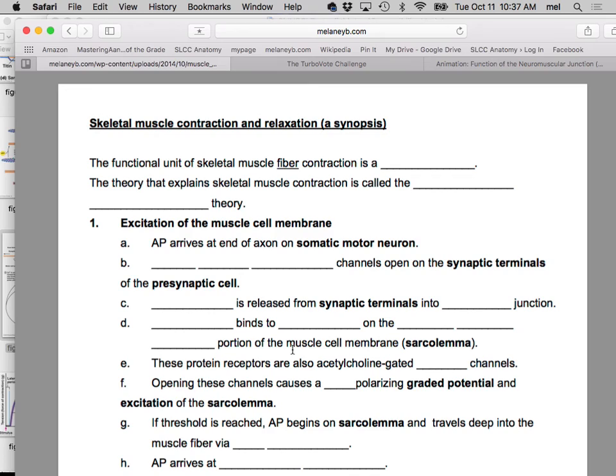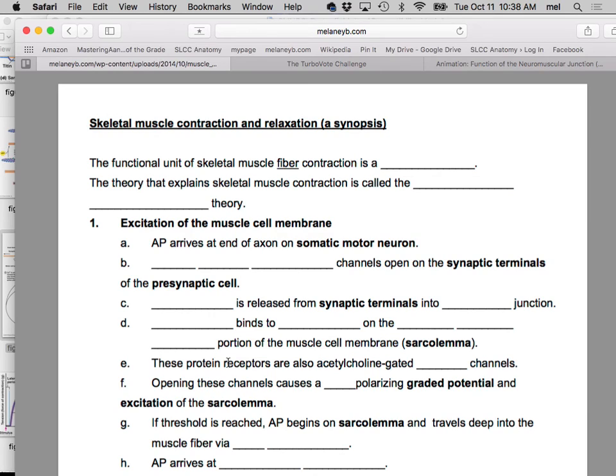I was originally thinking that three blanks would be postsynaptic neuron. No, because it is actually a part of the muscle cell membrane. Motor end plate portion of the muscle cell membrane. Okay, good? Okay, E.